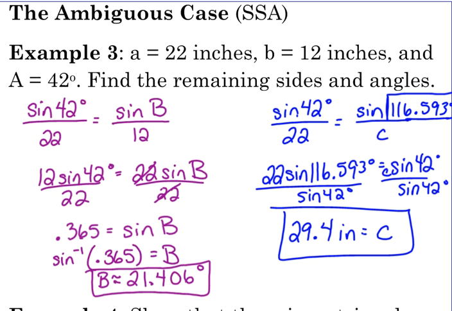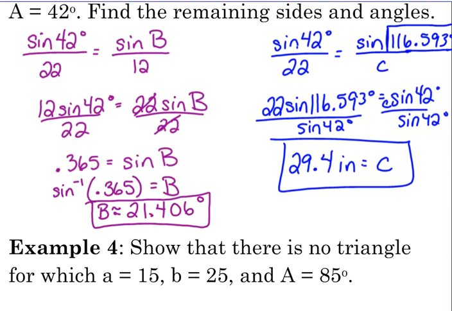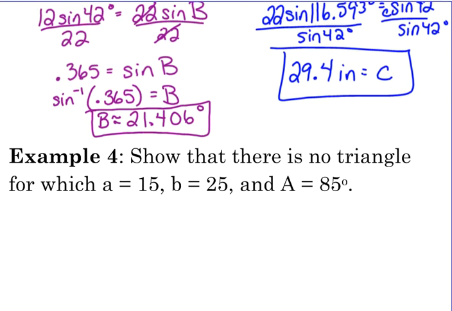Remember what I told you to do. When you've got to solve these triangles, go back and check that the smallest angle is across from the smallest side. So our smallest side was 12. Is angle B our smallest angle? Yes, it is. 21 versus 42 and 116. The biggest angle should be across from the biggest side. The biggest angle is 116, the biggest side is 29.4. Those are both C. And A fits right in between those two. Always check that.